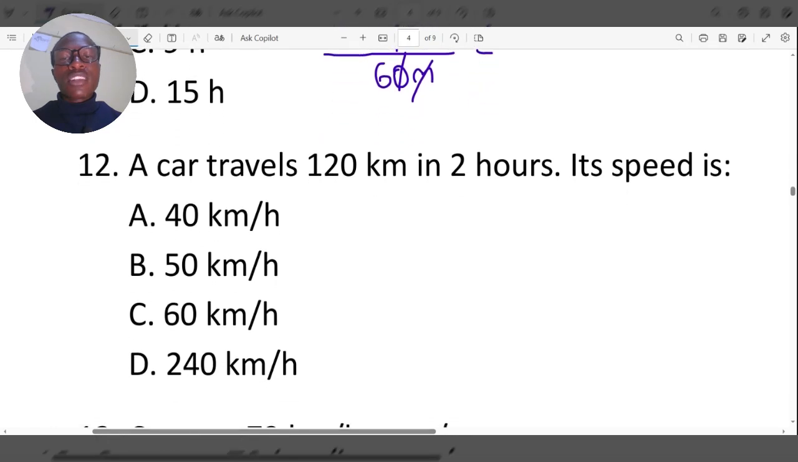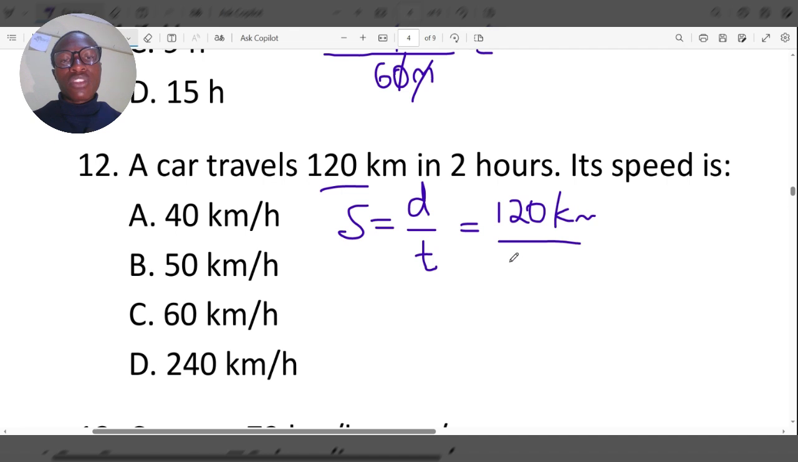We're told that a car travels 120 kilometers in 2 hours. So its speed is, we know already that speed equals distance divided by time taken. We are given the distance as 120 kilometers and the time is 2 hours. So 120 divided by 2, we get that the answer should be 60 kilometers per hour.